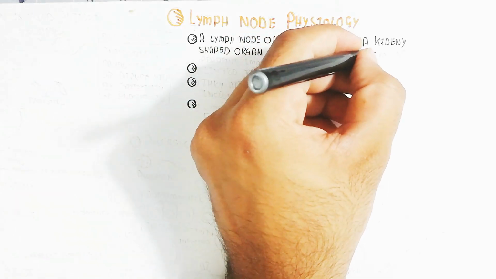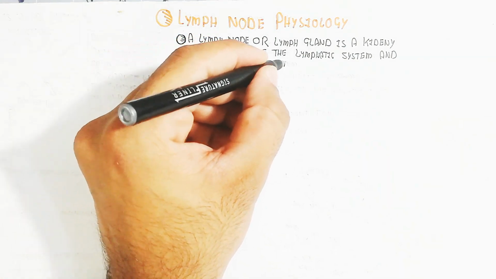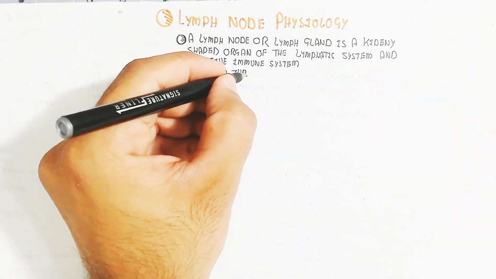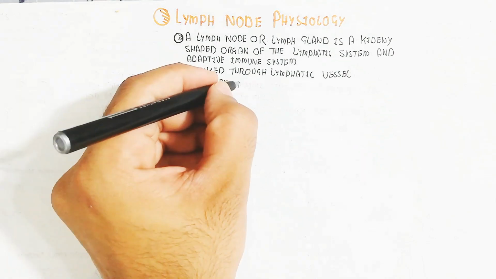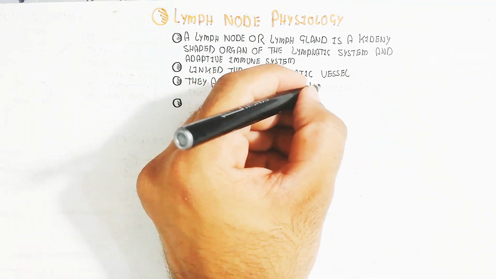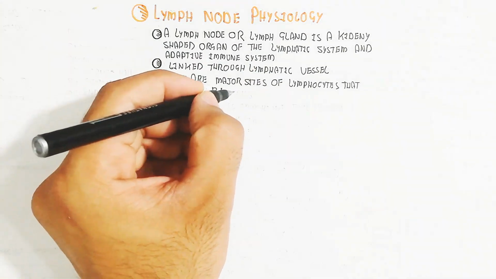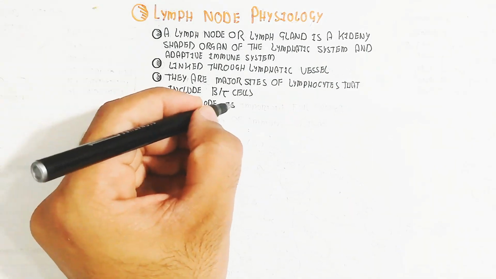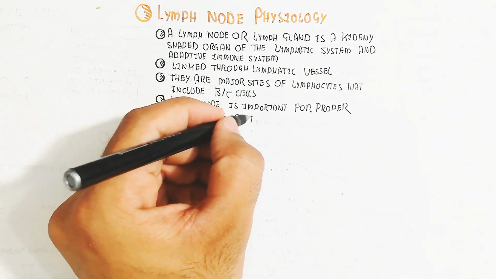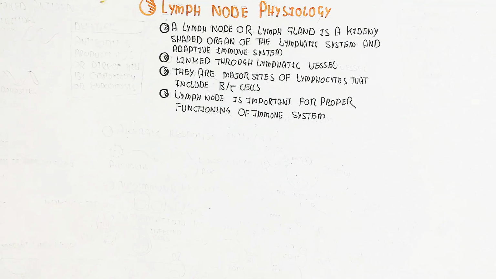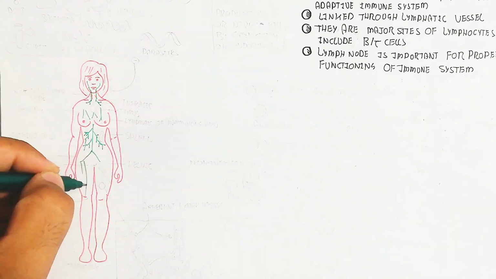The lymphatic system is the system in which the lymph, the fluid, moves along with the leukocytes. The adaptive immune system means the immune system that responds to a specific antigen, linked through lymphatic vessels, and the lymph nodes are a major site of lymphocytes, including B cells and T cells. B cells develop in the bone marrow, while T cells develop in the thymus but live in the lymph node. The lymph node is important for the proper functioning of the immune system.